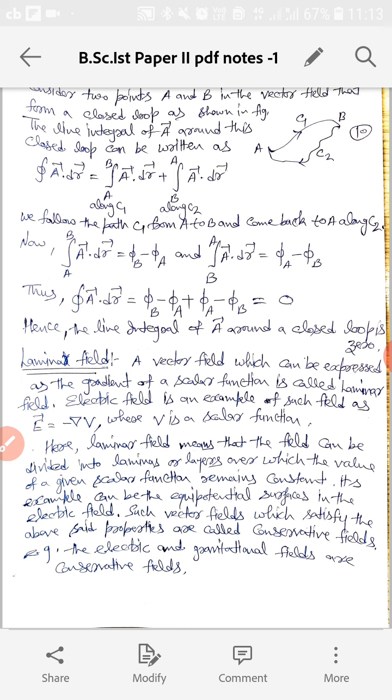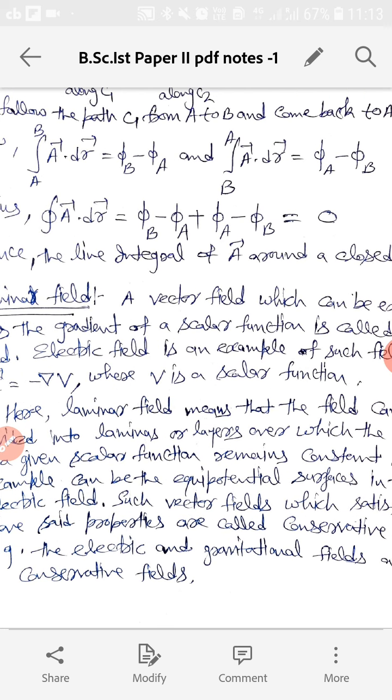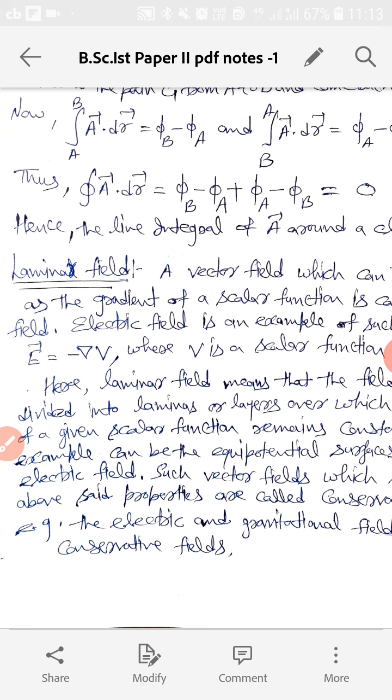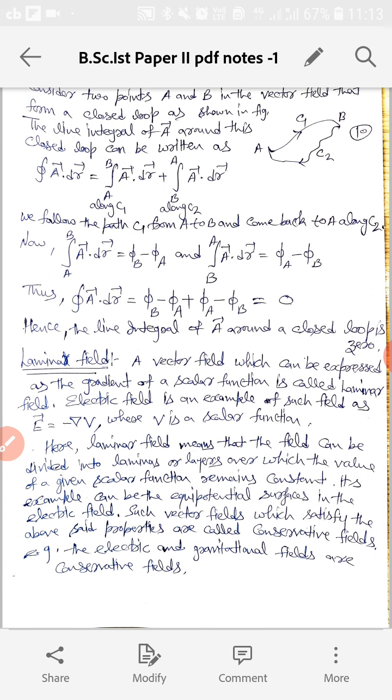Similarly, if any vector can be defined by the gradient of a scalar function, then its line integral over a closed loop path is always 0. That also means that the given field is a conservative field. The electric field we have just discussed is an example of a conservative field. Similarly, gravitational fields are also conservative fields.